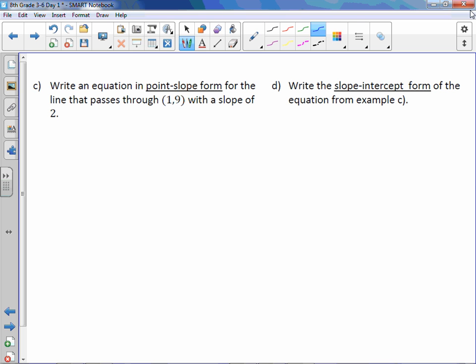Let's do another one, letter C. Write an equation in point-slope form for the line that passes through (1, 9) with a slope of 2. Your slope, or m value, is 2, and your point is x1, y1. Now write your point-slope formula: y minus y1 equals m times the quantity x minus x1. Plug in the values you know.